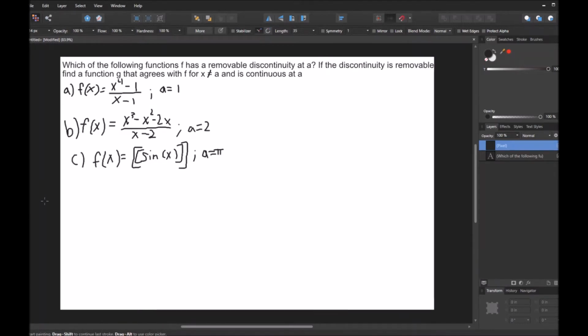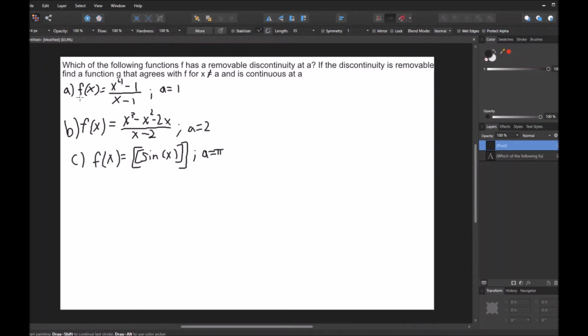Okay, so in this next problem we're asked which of the following functions f has a removable discontinuity at a, and if the discontinuity is removable, find a function g that agrees with f for x does not equal a and is continuous at a. So basically what this is saying is we're given these three functions here, and it wants us to find which of them has a removable discontinuity at a, and then it wants us to find another function g that has the same values as f for all other values except a, but is also continuous at a.